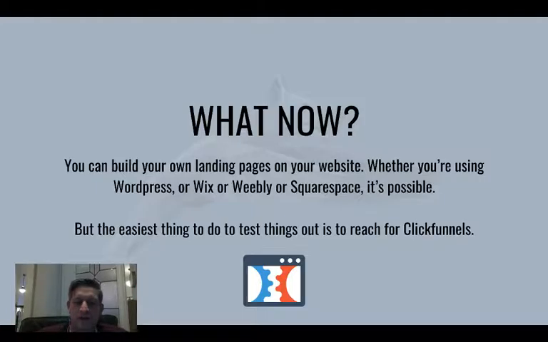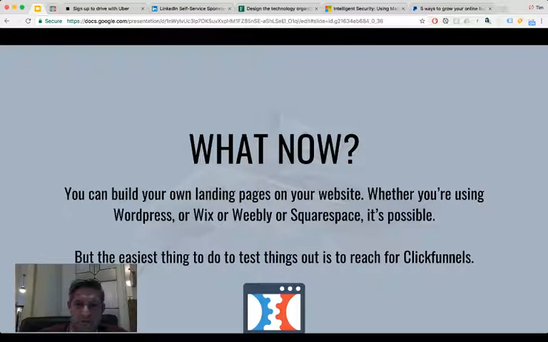So what now? You can build your own landing pages on your website. That's easy to do if you're using something like WordPress or Wix or Weebly or Squarespace. It's possible. But the easiest thing if you want to test things out quickly is to reach for a product like Clickfunnels. Clickfunnels is a great little funnel builder that we constantly use for our clients. And you can see here it's just a drag and drop builder.